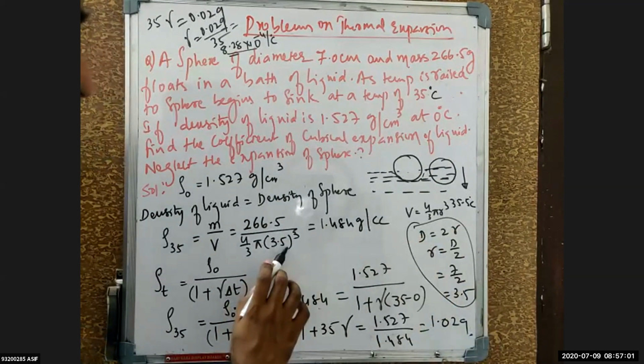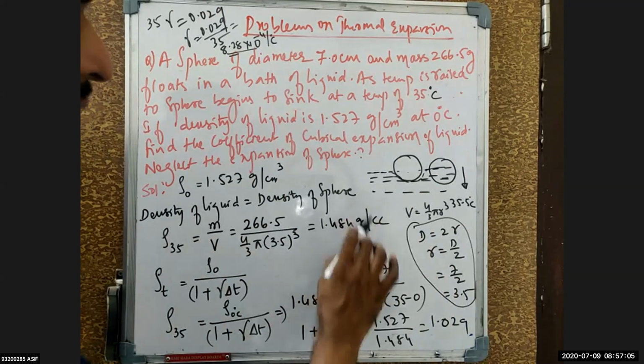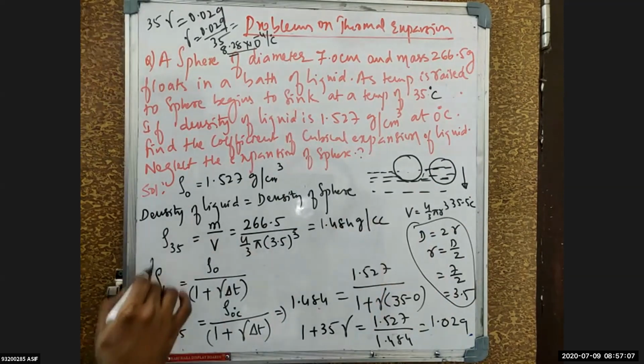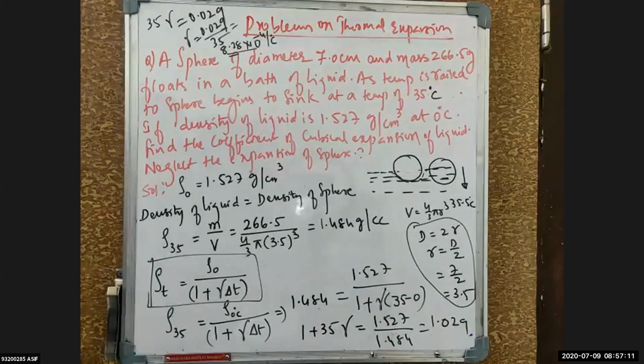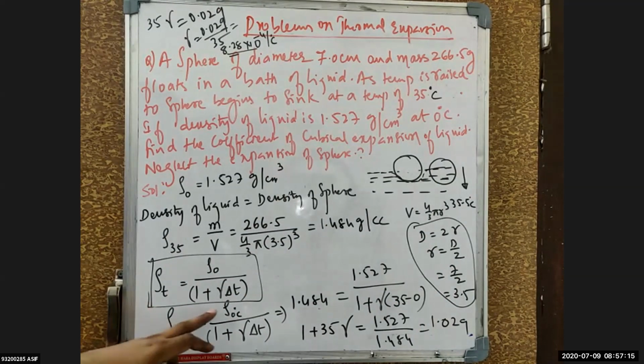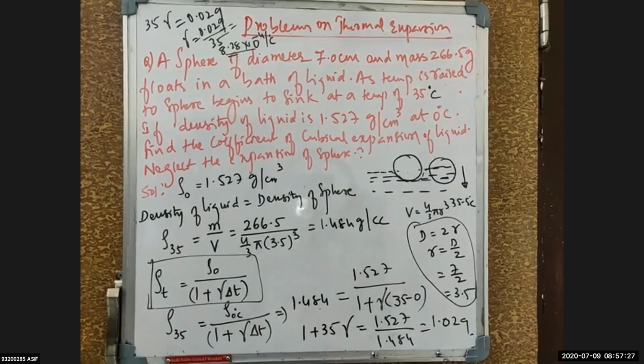That value is substituted, and I got the density at 35 degrees centigrade as 1.484 gram per cc. Now you know the formula. We derived the formula for T degrees centigrade. Density at T degrees centigrade is equal to rho naught into 1 plus gamma into delta T. So density at 35 is equal to density at 0 degrees centigrade divided by 1 plus gamma into delta T. Simplify it, and you will get the value of gamma, approximately 8.28 into 10 to the power of minus 4 per degree centigrade.